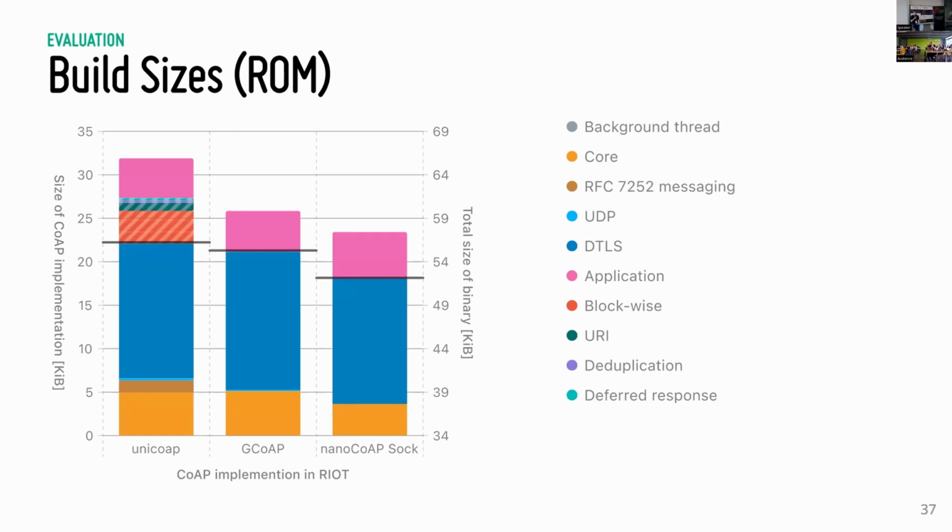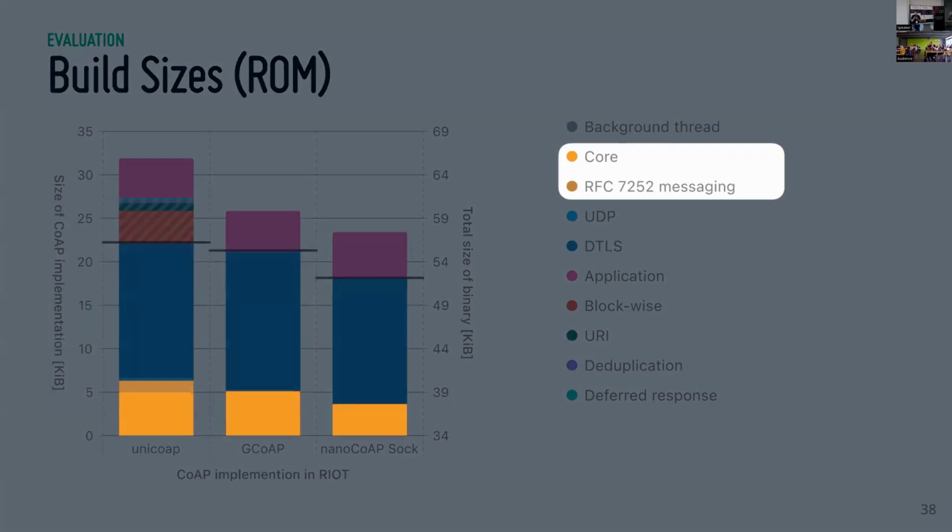Let's look at the size and flash. You see the three different stacks: unicoap, gcoap, nanocoap SOC. The yellow or brownish colors signify the core components of the stack. You see that unicoap separates core functionality and RFC 7252, which is the UDP stuff, or the reliability mechanism with the exponential backoff, because we can. It's really hard to separate this kind of functionality in gcoap because there's no layer separation. So it's not really that easy to measure that.